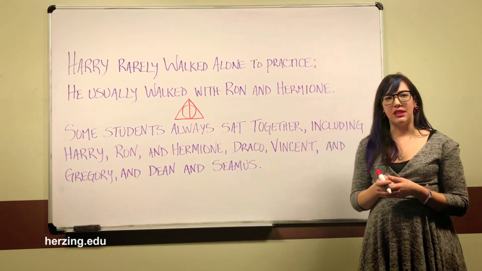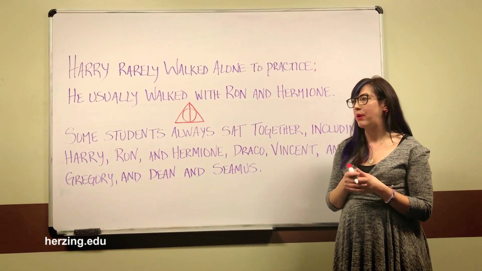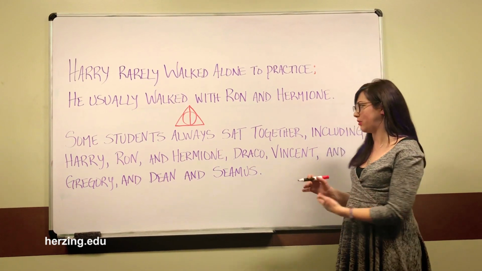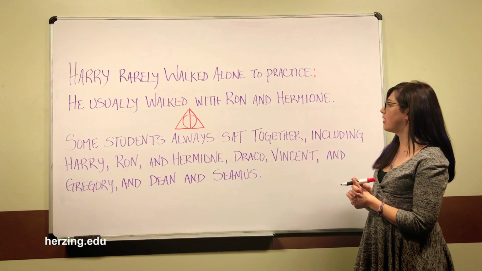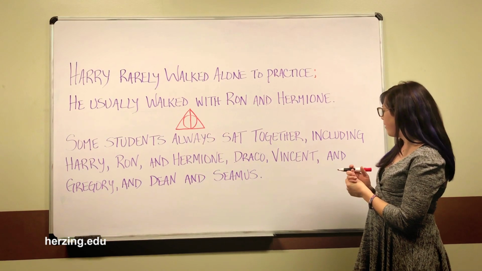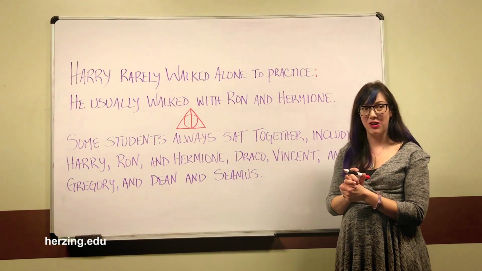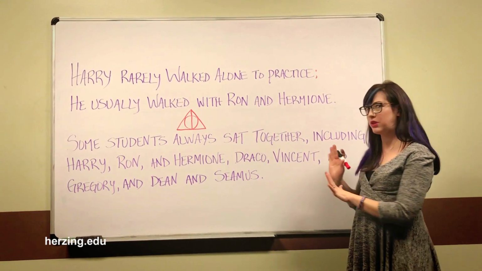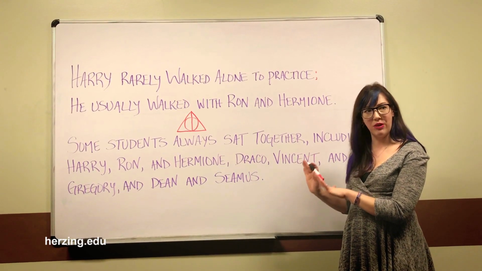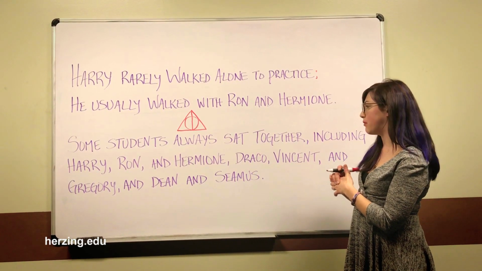The second reason that you would use a semicolon in a sentence is if you have a complex list. Now, generally, we separate out our lists with commas. But what happens when the items in your list contain commas? So let's look at this sentence we have at the bottom here. Some students always sat together, including Harry, Ron, and Hermione, Draco, Vincent, and Gregory, and Dean, and Seamus. That was hard to say, and it's kind of hard to understand. We don't really know who's sitting together. Are they all sitting together? What are all those ands doing in there? If you focus on it really hard, you can figure it out, but if we use a semicolon to separate out our groupings, we can see it more clearly.